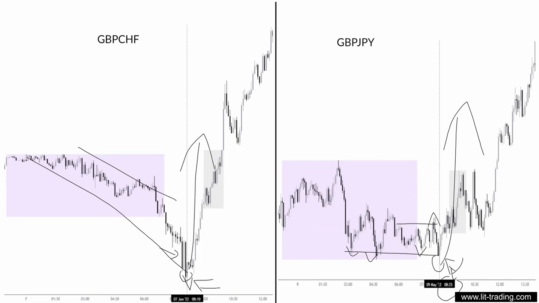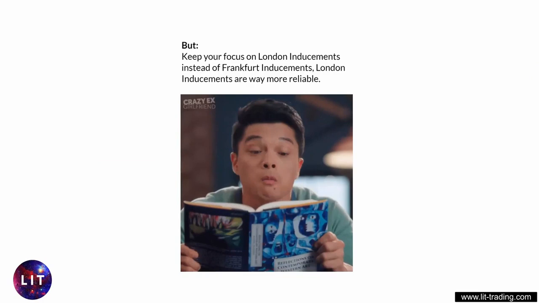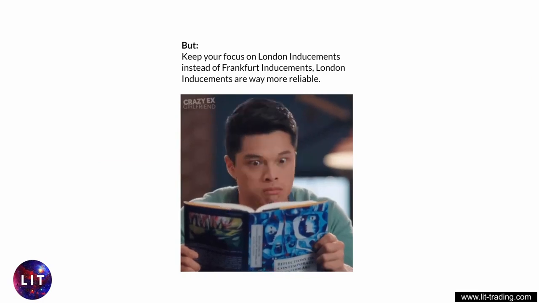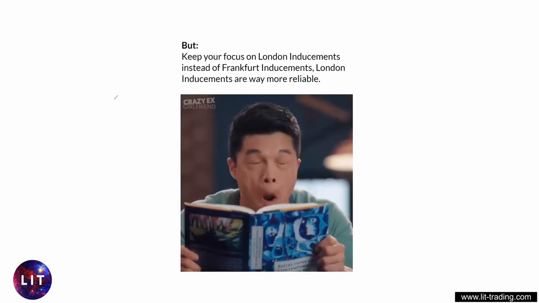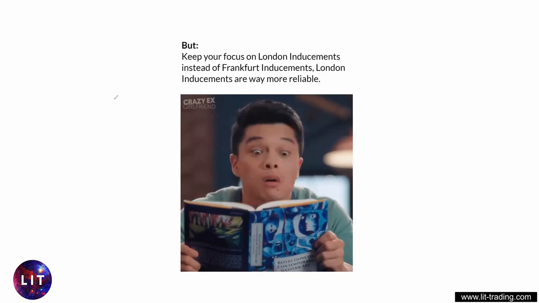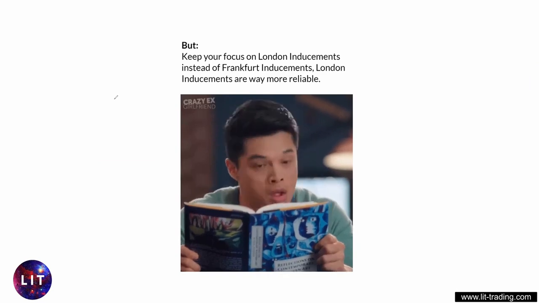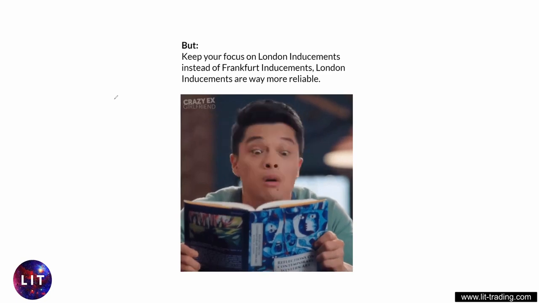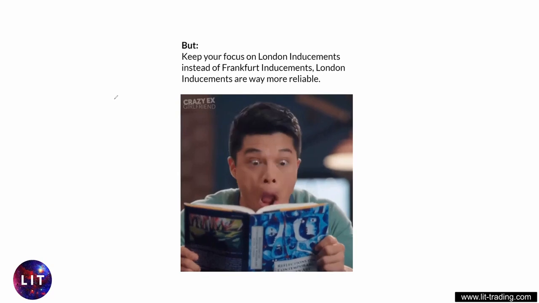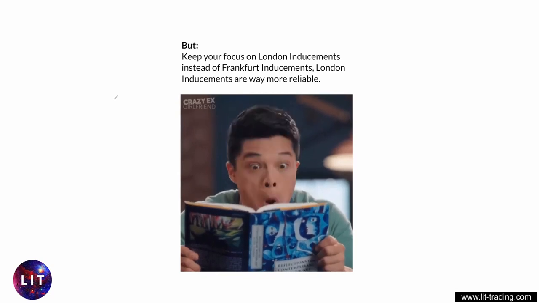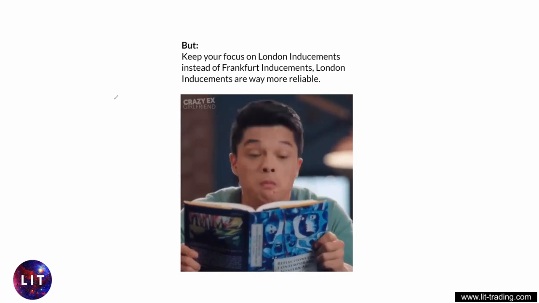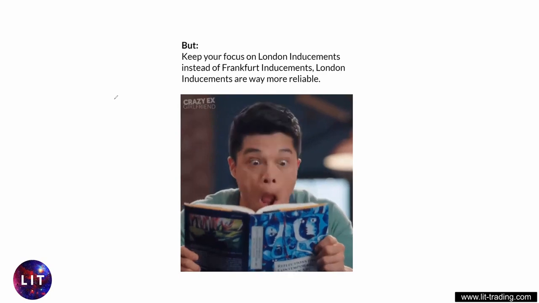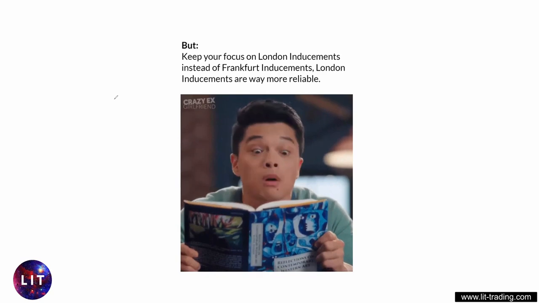Okay, but of course, this was Frankfurt open scenarios. You can see multiple of them. But of course, focus on London inducements instead of Frankfurt, right? Because London inducements are way more reliable in terms of liquidity. Of course, the liquidity enters the markets and you don't run into this danger of thinking, oh shit, it's Frankfurt inducement, but then this wasn't the inducement and then inducement will happen in London and you yourself will get induced by the London inducement. That's always not the point.